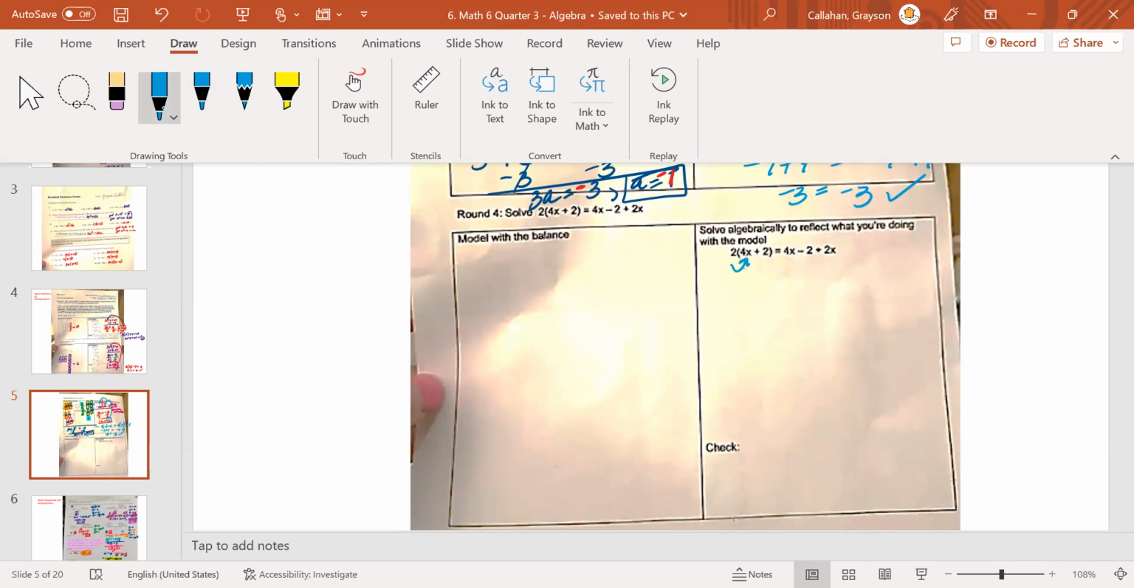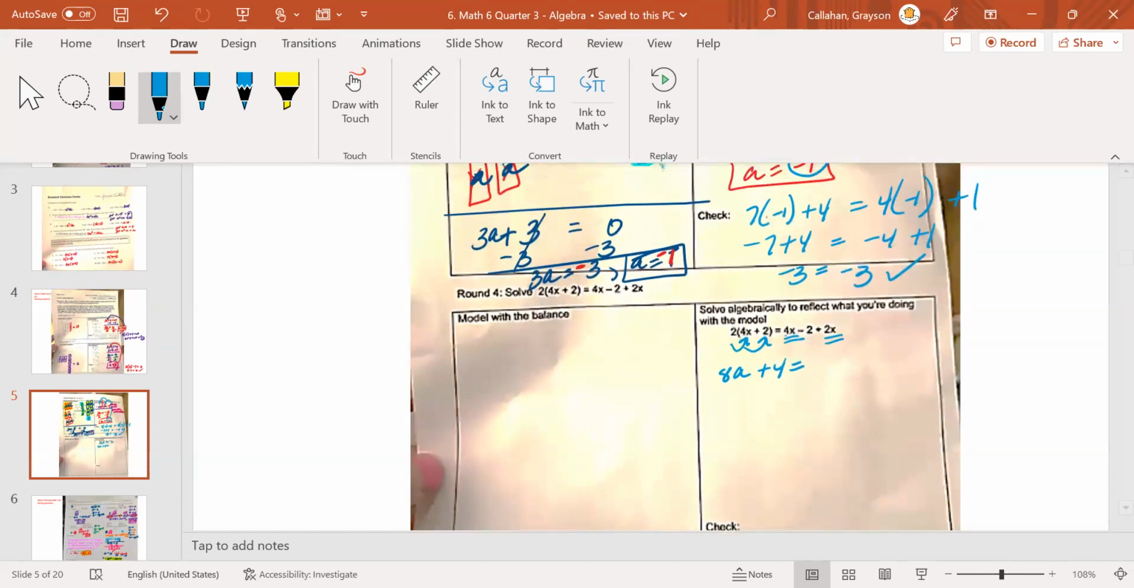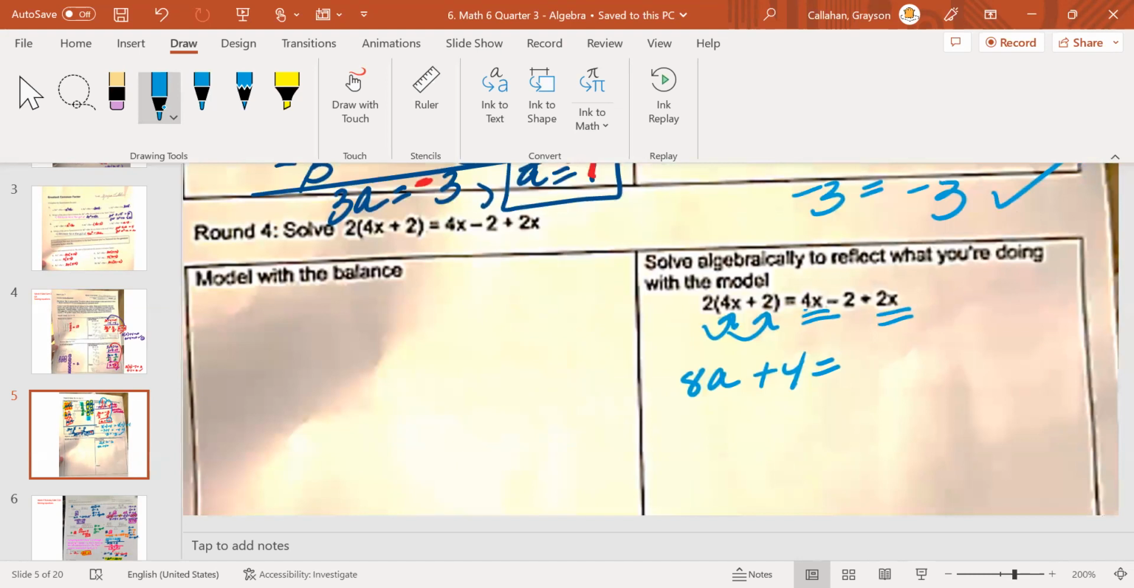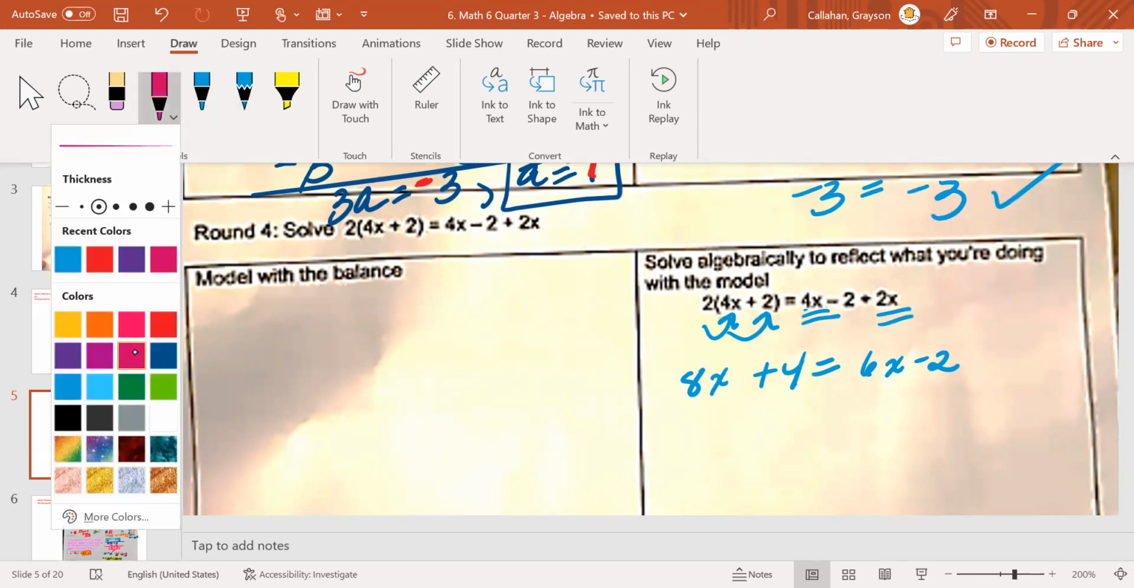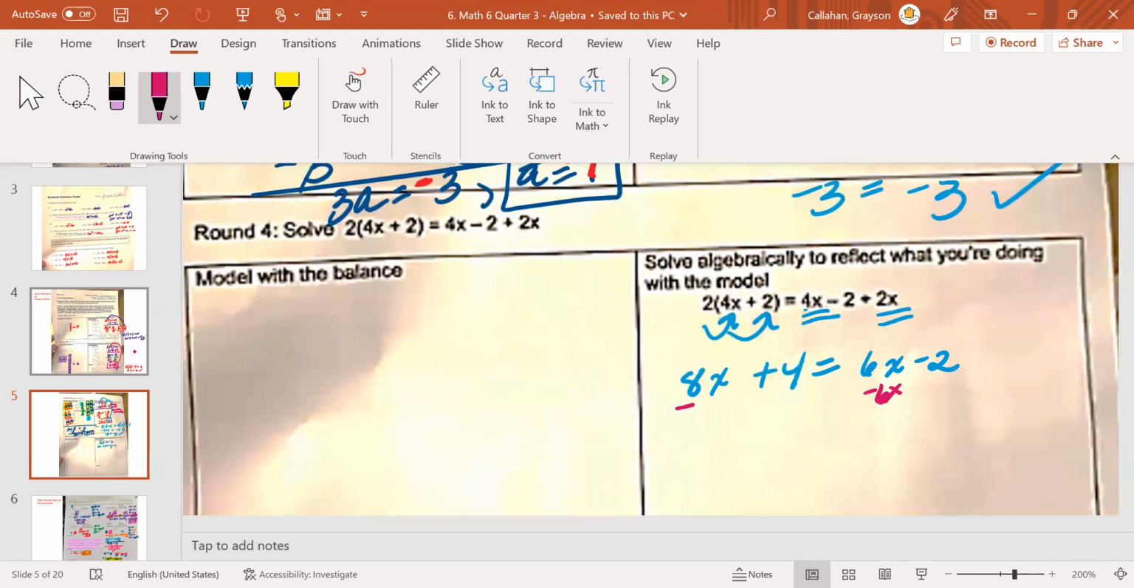So with this one, you distribute the 2, right? So you have 8x plus 4 equals, combine like terms on the right side. Do you see how there's a 4x and a 2x? You can combine those. 4x plus 2x is 6x minus 2. Oh, that's not an a, it's an x. Which one's the smaller variable? 8x or 6x? It's 6x, so you minus 6x on both sides. Minus 6x on both sides, what ends up happening is we cancel that, right? So then 8x minus 6x is 2x plus 4 equals negative 2.